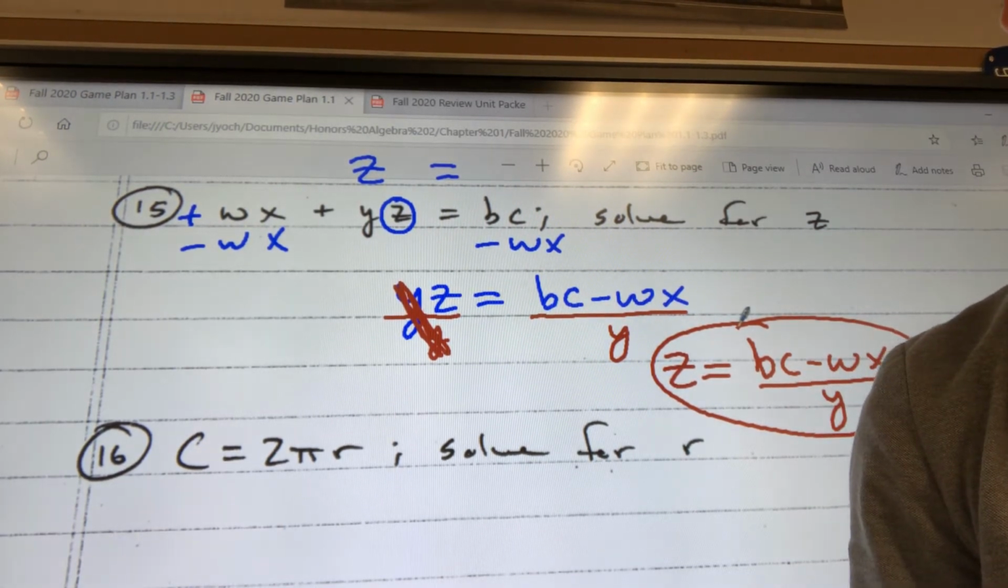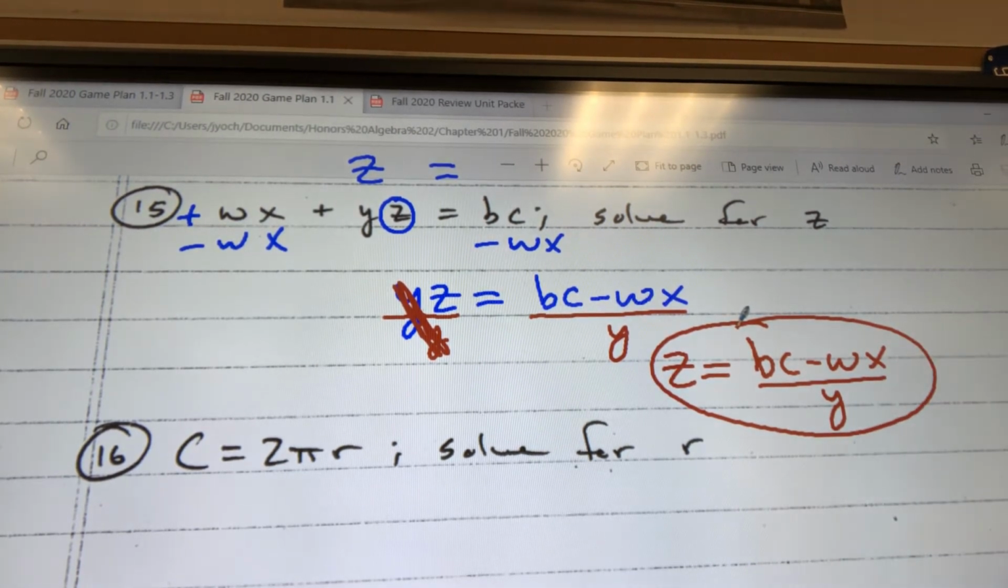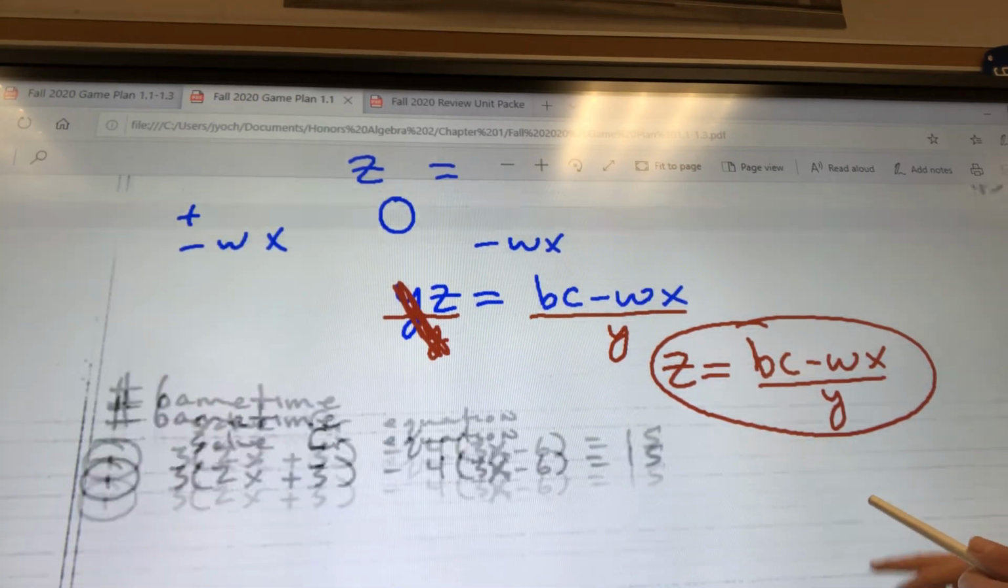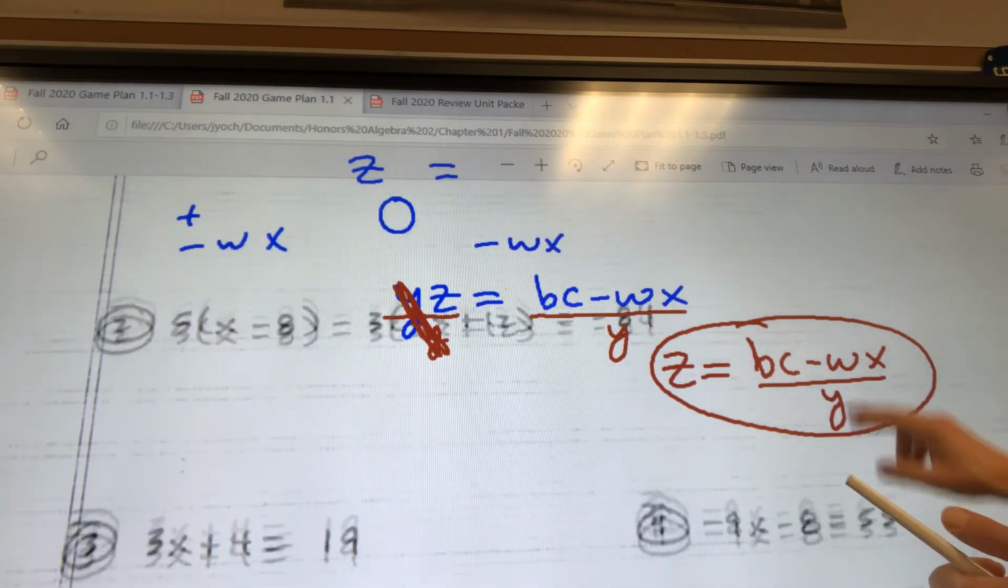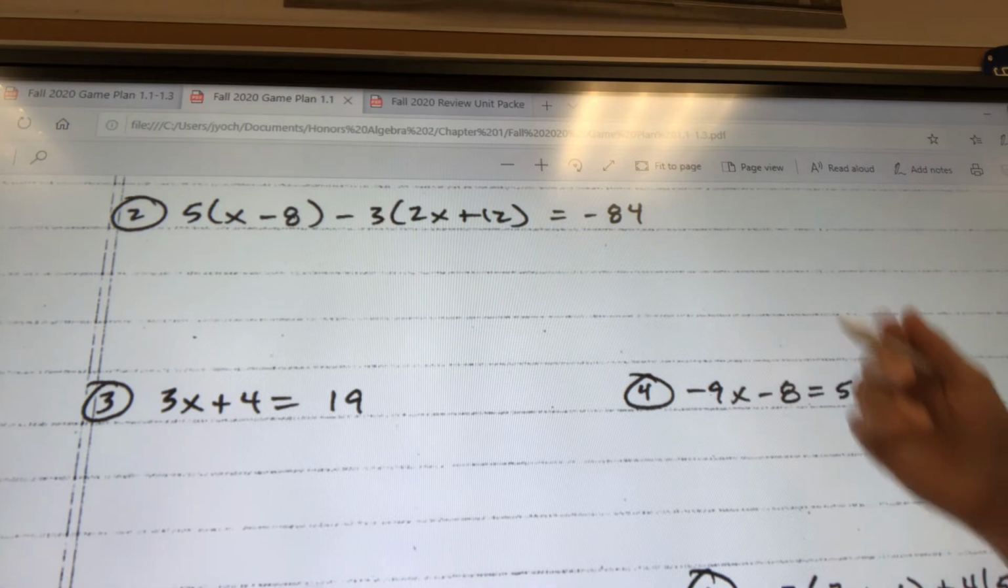Cool. Now we are in the hashtag game time section. I will do a few of those for you. Some of you are going to be done with this on Monday or Tuesday. So I'll do number 2 with you. Holy cow, number 2.